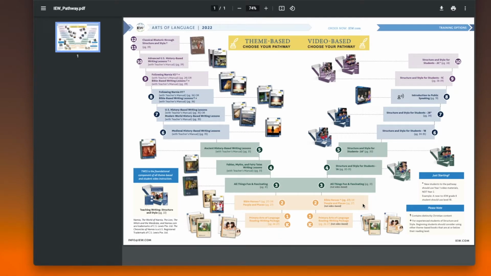Let's look down here some more. So we also have your video-based pathway. They have videos to go alongside of these. They have this little note here that if it has the little cross next to it, it contains distinctly Christian content. So as you move up your pathway from the primary years, which we've talked about your options there, you can then go the theme-based pathway where you are teaching the material, or you can go your video-based pathway where you are taking video courses for the material and your student is taking the videos and then applying the strategies to their own writing. And so this would be kind of your options moving up the grade levels or this way.